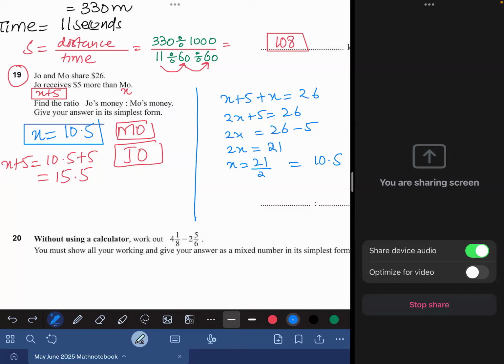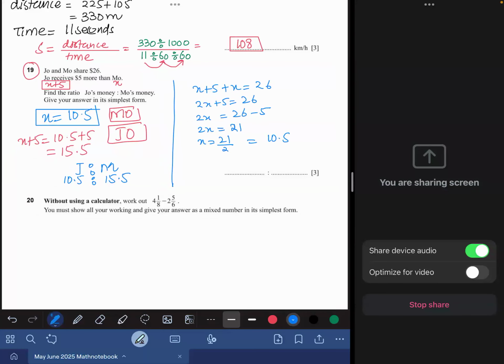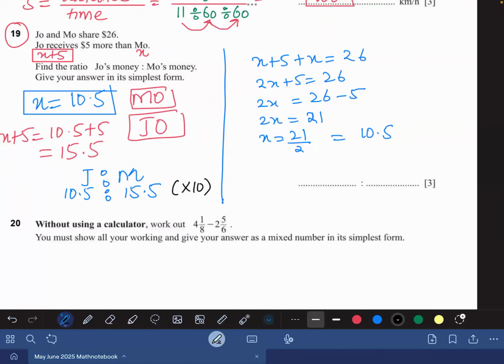The question is asking to find the ratio of Joe's money and Mo's money. Ratio means Joe to Mo. So Joe received 10.5 and Mo received 15.5. Agree or not? We need to find the ratio. First of all, in order to remove the decimals, should I multiply with 10 so that the decimals are removed?